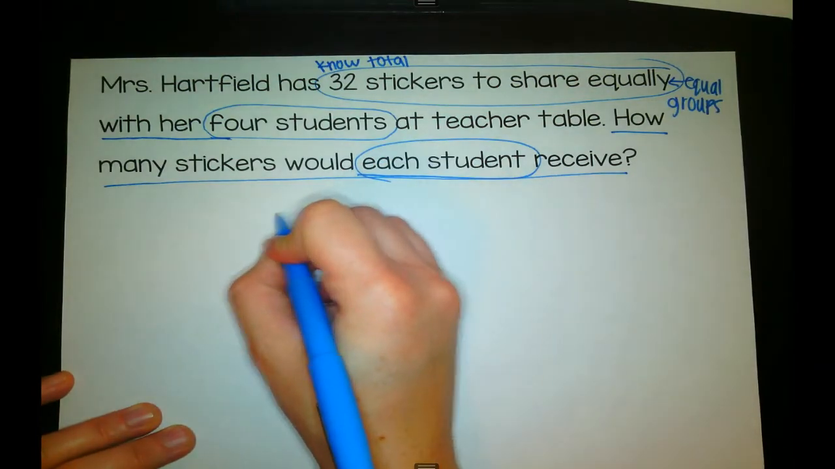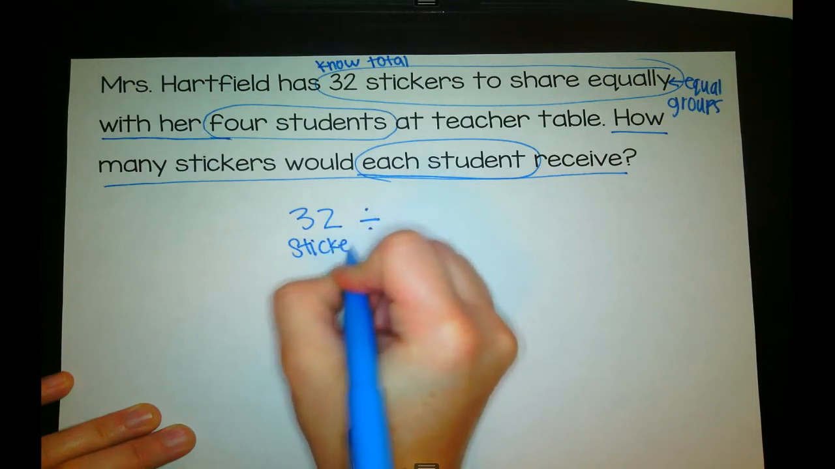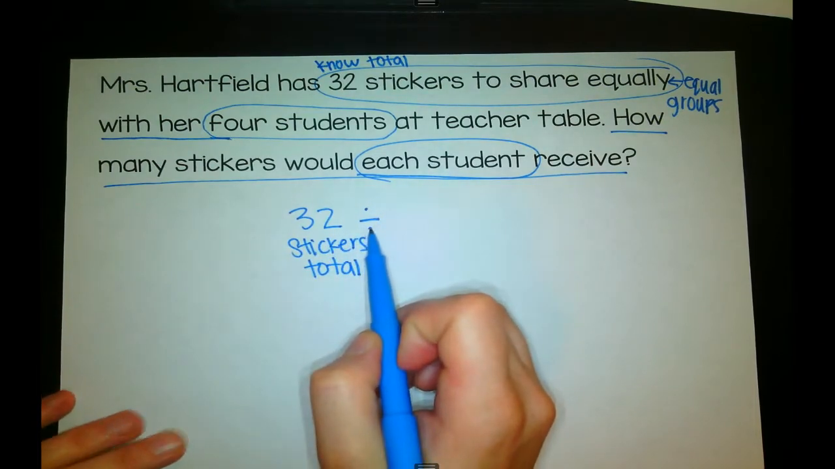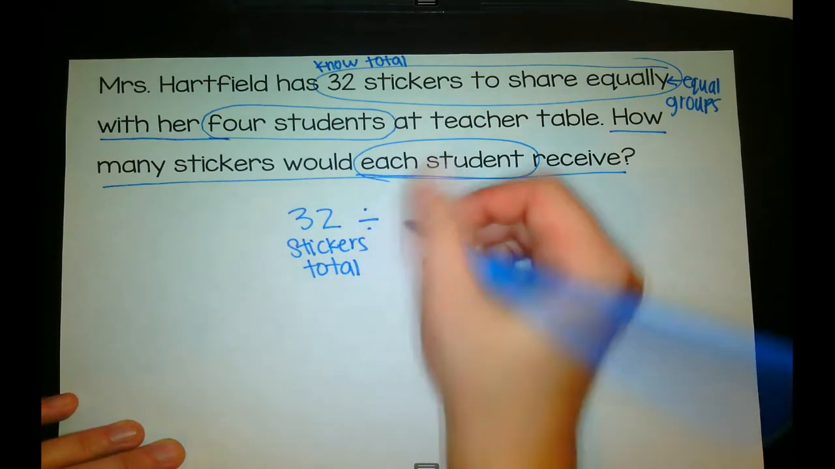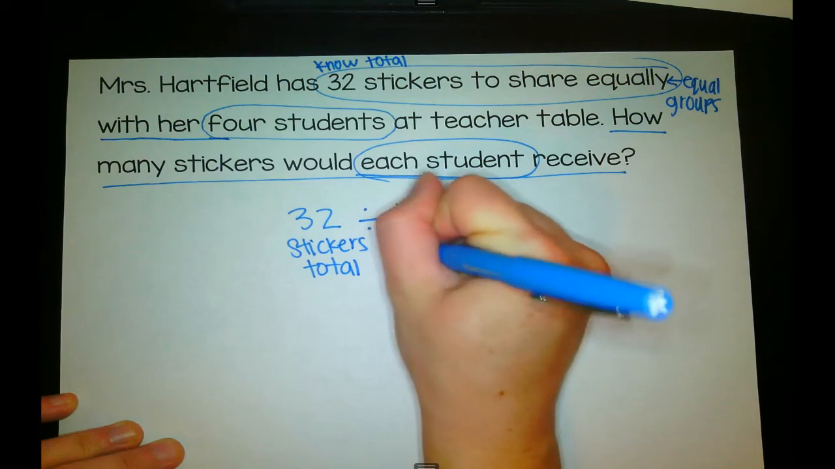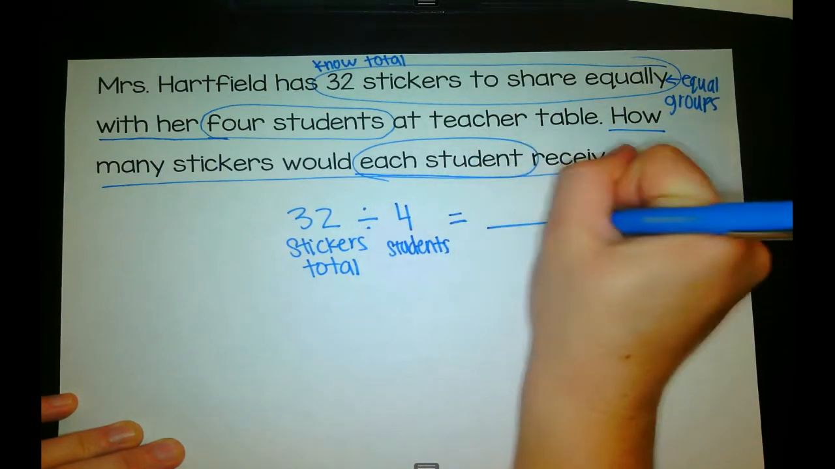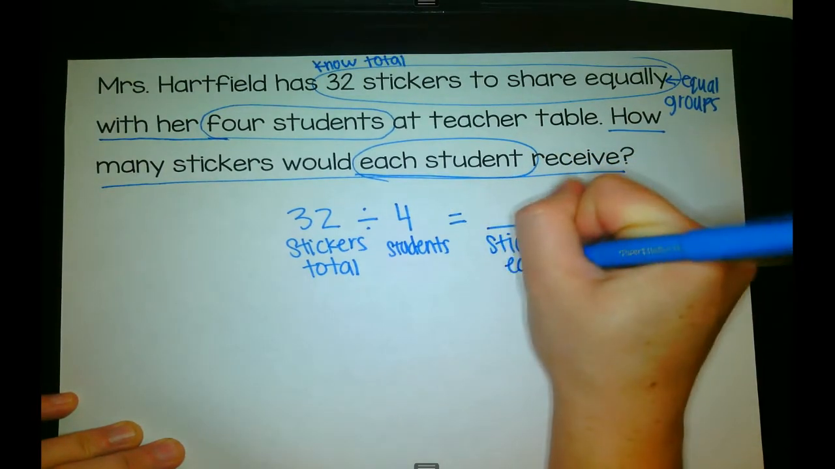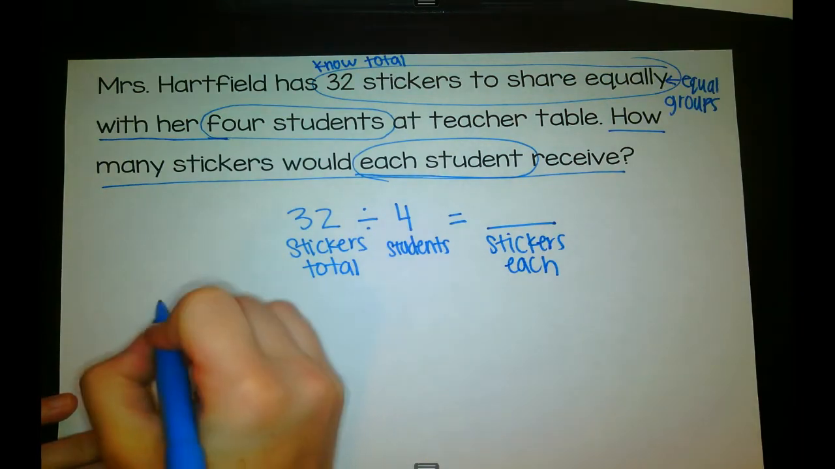So we have 32 stickers total. Whenever we see that division symbol, we say shared with. So 32 stickers total shared with 4 students would equal how many stickers each? So we want to find out how many each student will receive.